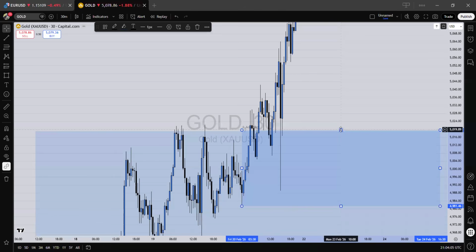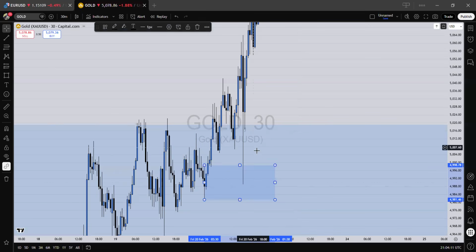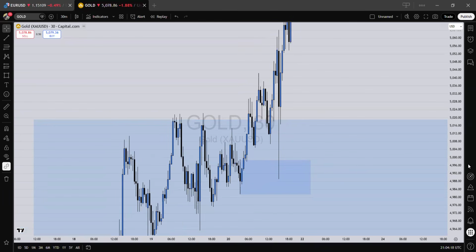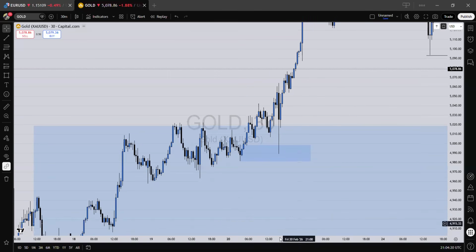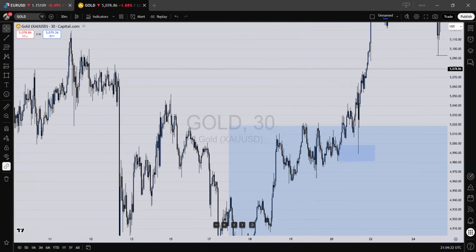Honestly, I've taken a 1,200 pips SL trade before. 1,200 pips, I've taken the trade before. So it's not about whether I'm going to a lower time frame or not. If my risk can take it, I have no issue with it.